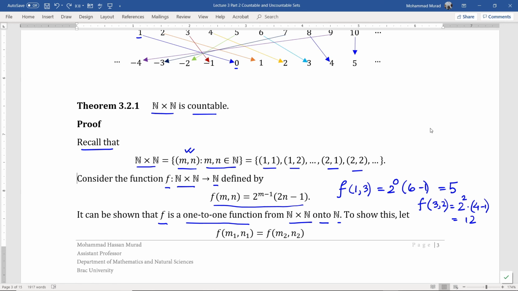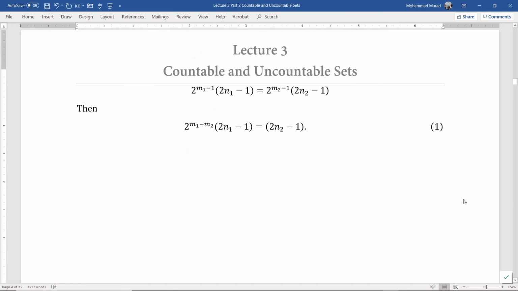To show this, let f(m1, n1) equal f(m2, n2). If the outputs are the same, we need to show the pairs are also the same. (m1, n1) must be equal to (m2, n2). Now, the left-hand side gives 2 to the (m1 minus 1) times (2n1 minus 1). And the right-hand side gives 2 to the (m2 minus 1) times (2n2 minus 1).